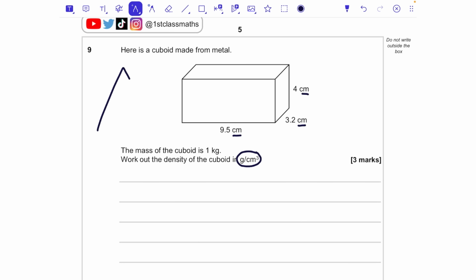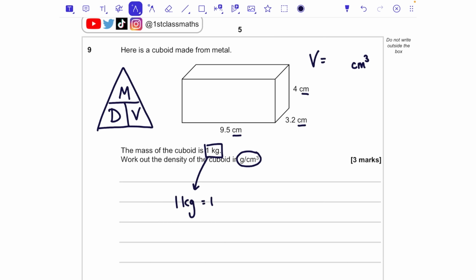So I'm going to need that density formula triangle. Density, mass, volume. And if the density is in grams per centimetres cubed and the volume, once we work it out, is going to be in centimetres cubed, then we're going to want to make sure that the mass is in grams. So 1 kilogram is 1,000 grams, so that's what we're going to use. The volume of a cuboid is found by doing the area of the cross-section multiplied by how far back it goes. In this case, we could just do 4 times 3.2 times 9.5 in any order. That's going to be fine.